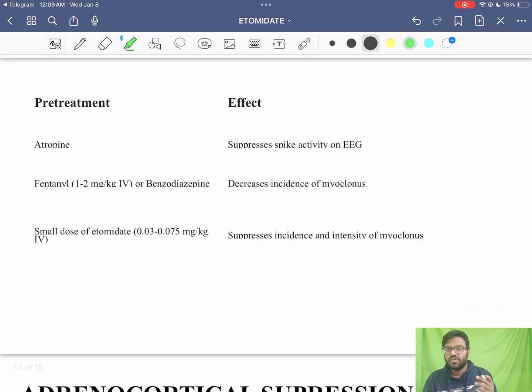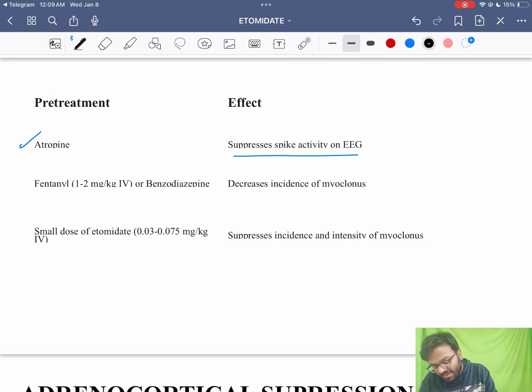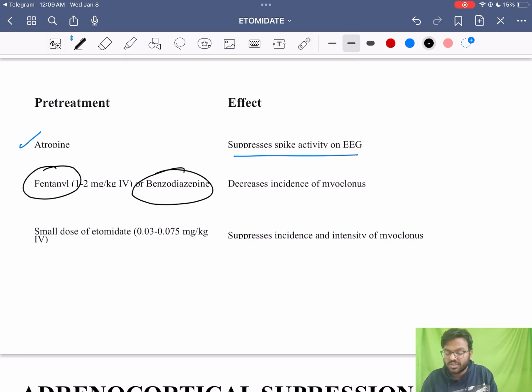So what can you do to reduce these effects of etomidate? One, you can give atropine. What does this do? It suppresses the spike activity on EEG. Second, you can give fentanyl or a benzodiazepine. This decreases the incidence of myoclonus. And third, you can give small doses of etomidate. How is this beneficial? One, no rapid injection, so you can avoid the side effects of rapid IV injection. Second, it decreases the incidence and intensity of myoclonus.